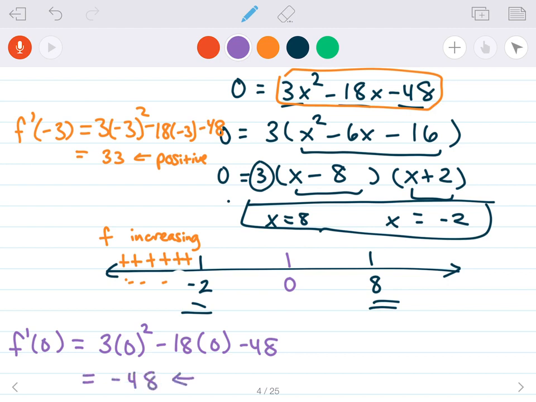So this is negative, which tells us, remember, if the derivative is negative, it's decreasing, okay? So this tells us that f is decreasing from negative 2 to 8.